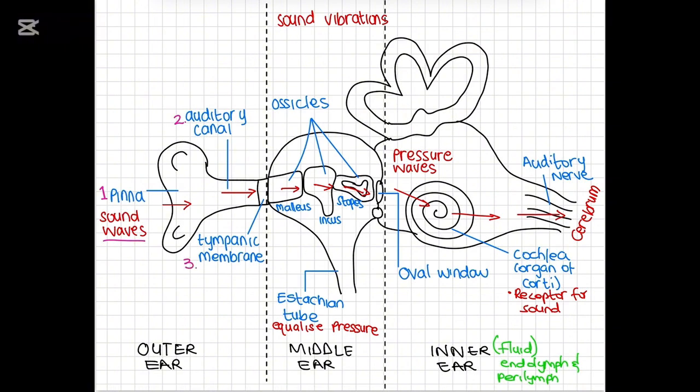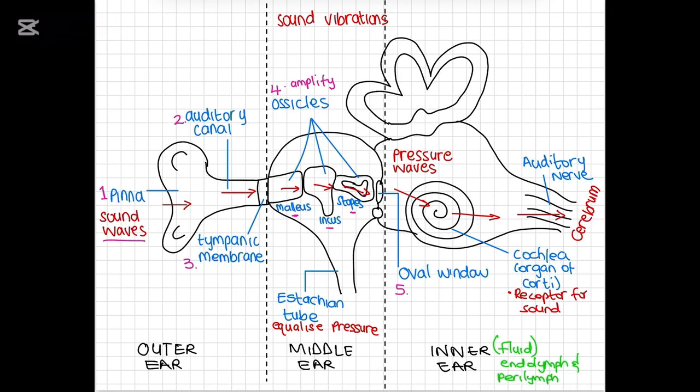The tympanic membrane will start to vibrate and then send vibrations to the ossicles. Number 4, which is the ossicles, will amplify vibrations. So each one of the bones will vibrate, the malleus, the incus, and the stapes. So they amplify vibrations and direct them to the oval window.